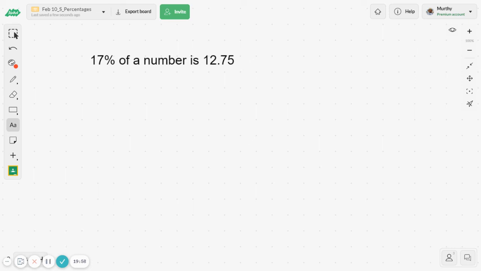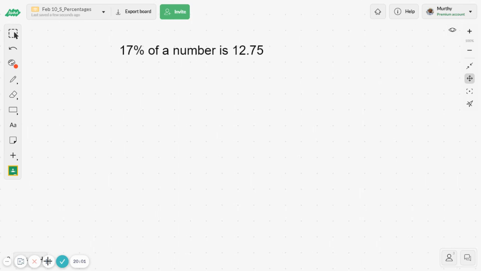Here, the first step to solve this one is to transform the given statement into an equation. So 17, let me copy the same. Several times I told you that the percentage symbol is given, so take the denominator as 100. "Of a number," I know that this is missing. "Of" means times, and the number is x. This indicates equal to 12.75.